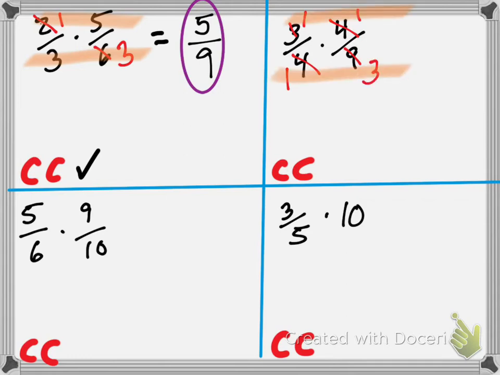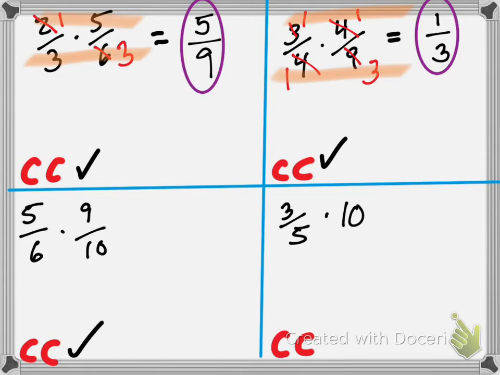Are you ready? What is 1 times 1? 1. What is 1 times 3? 3. And that's our answer. Had we not cross-canceled, we would have gotten 12/36, which then we would have to simplify at the end, and it's much harder than if we cross cancel in the beginning. So yes, we can cross cancel that one as well. Jaden, what about this next one? Can I cross cancel anything? Can I cross cancel anything in this problem?